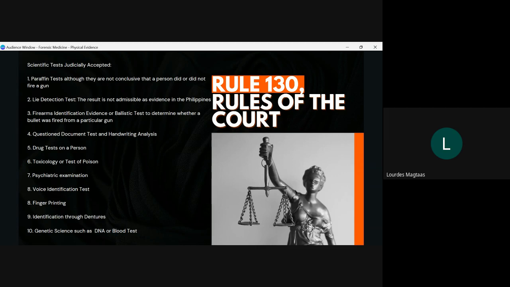Fourth, questioned document test and handwriting analysis. Fifth, drug test on a person. Sixth, toxicology or test of poison. Seven, psychiatric examination. Eight, voice identification test. Nine, fingerprinting. Ten, identification through dentures. Eleven, genetic signs such as DNA or blood test. Now we head on to the admissibility and weight of DNA profile.